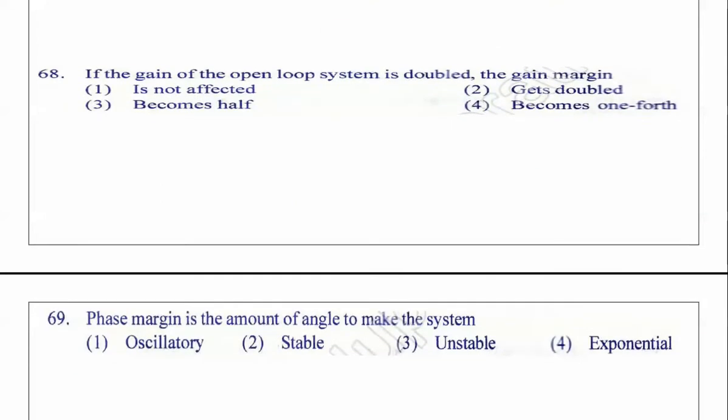So we'll move to the next question. If the gain of the open loop system is doubled, the gain margin is. So gain margin is nothing but the reciprocal of the magnitude of gain here. The gain of the open loop system is doubled, so 2 into G now. What about the gain margin? It becomes half, because the gain is increasing by 2 times, so the gain margin becomes half.